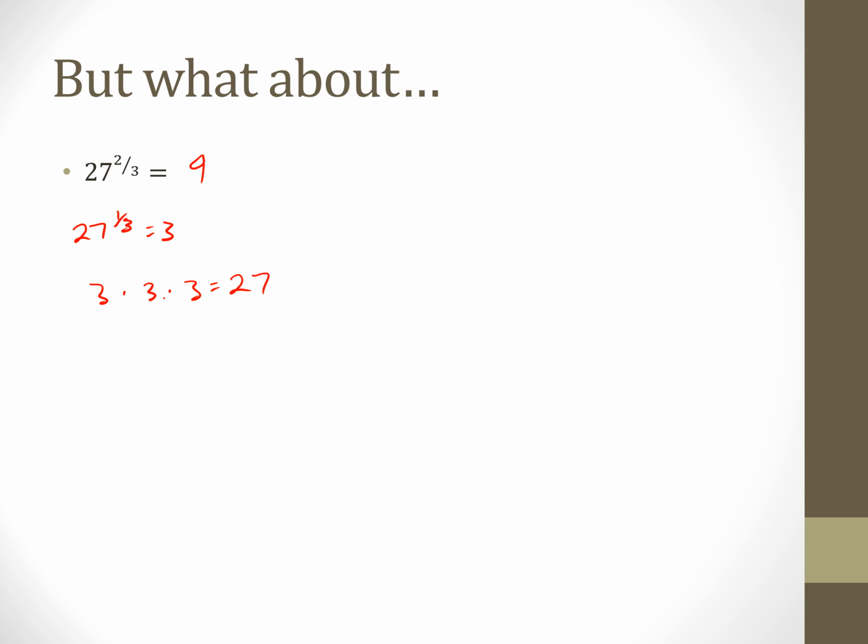Here's another way you can think about it. If you don't like this more intuitive way of thinking of it, you can remember that the bottom of the fraction always becomes the root. So what's the cube root of 27? Well, that's 3. But then the top of the fraction is an exponent. So 3 squared is 9.